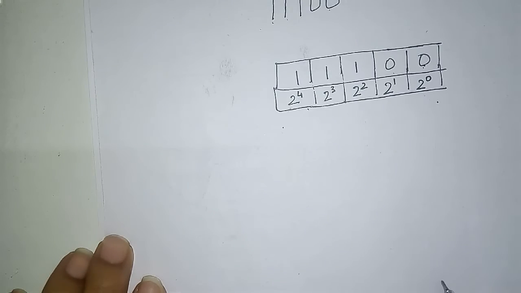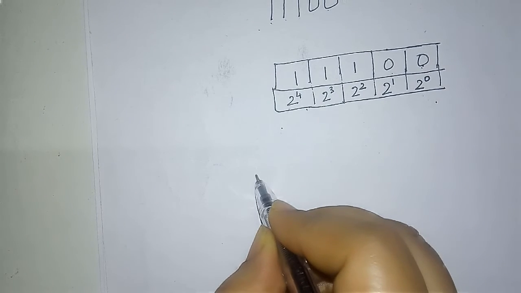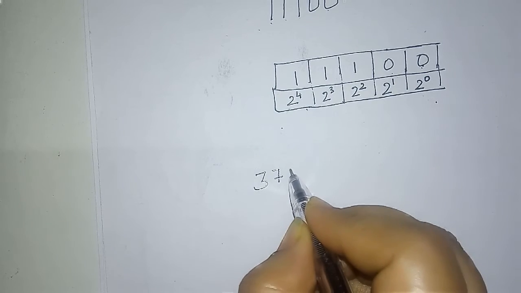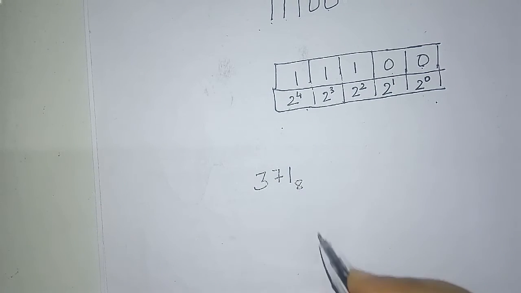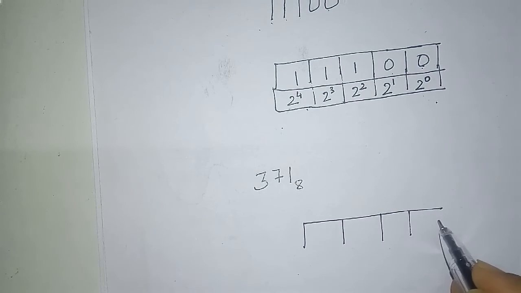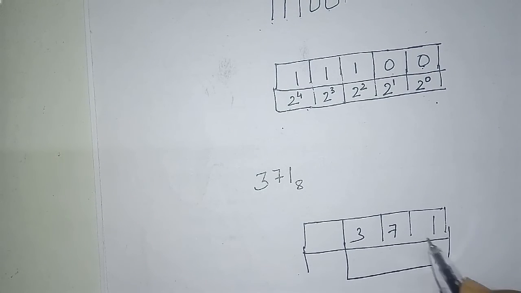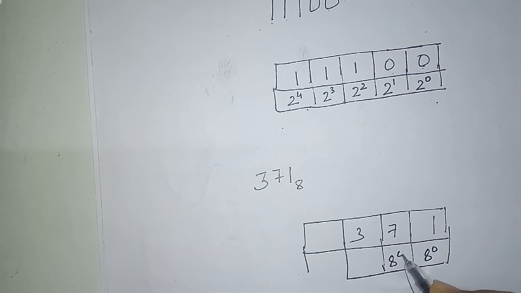In the same manner we can do it with the octal numbers also. Suppose we have taken a number 371 as the octal. So this too will have positional values, but here we are going to use the base of 8 because 8 is the base for the octal number system. So 1 will have 8 to the power 0, 7 will have 8 to the power 1, and the 3 will have 8 to the power 2.